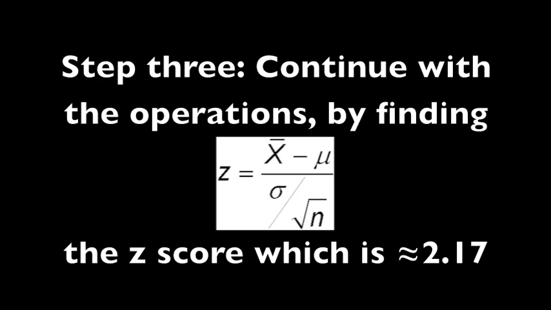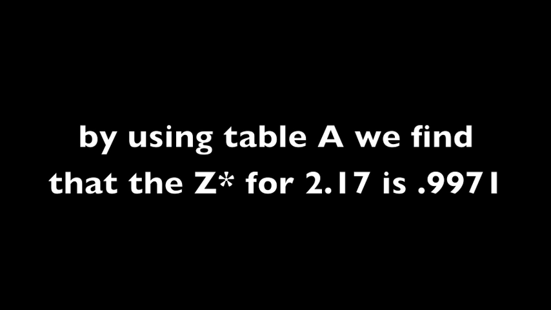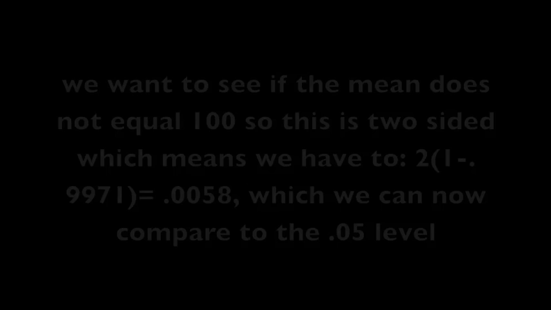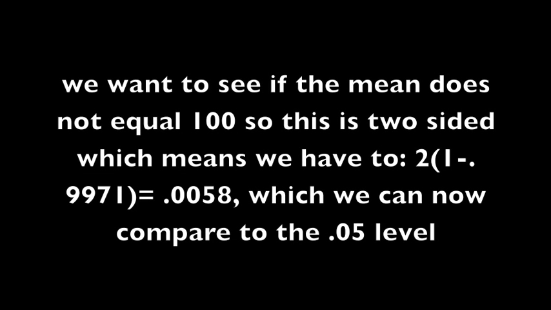Step 3. Continue with the operations by finding the z-score, which is found by subtracting the population mean from the sample mean, divided by the population standard deviation divided by the square root of the number of data. By using Table A, we find that the probability for a z-score of 2.17 is 0.9971. We want to see if the mean does not equal 100, so this is a two-sided z-test, which means we have to do 2 times 1 minus 0.9971, which equals 0.0058, which we can now compare to the 0.05 level.